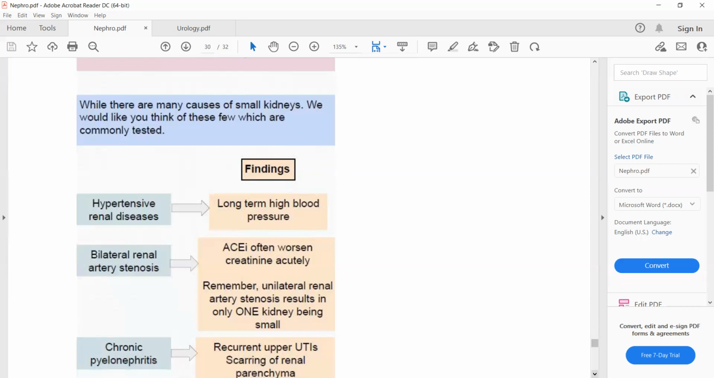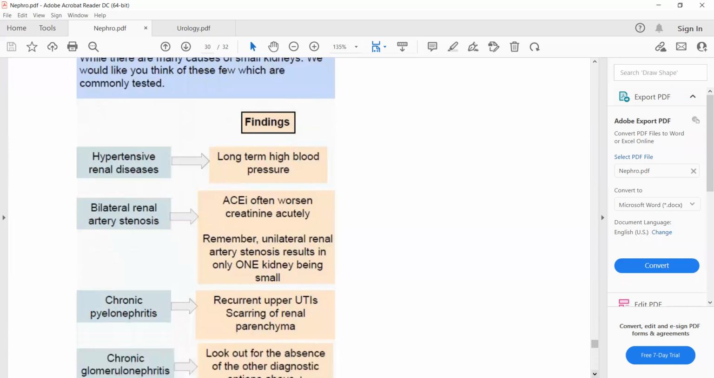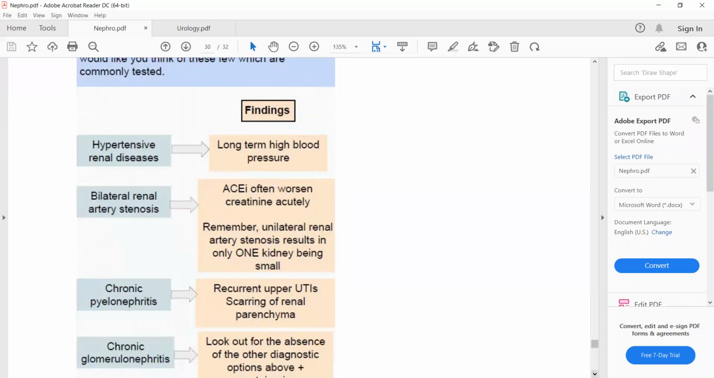Bilateral renal artery stenosis can also cause small kidneys. How will a scenario of bilateral renal artery stenosis be asked in the exam? Remember that in a patient with bilateral renal artery stenosis, the RFTs, or renal function tests, will worsen after intake of ACE inhibitors. Because in bilateral renal artery stenosis, GFR is already reduced, and taking an ACE inhibitor reduces the GFR further. That's why if a patient has bilateral renal artery stenosis and takes an ACE inhibitor, then his creatinine will get worse acutely. So this is the hint that is often given in the exam to make a diagnosis of bilateral renal artery stenosis.